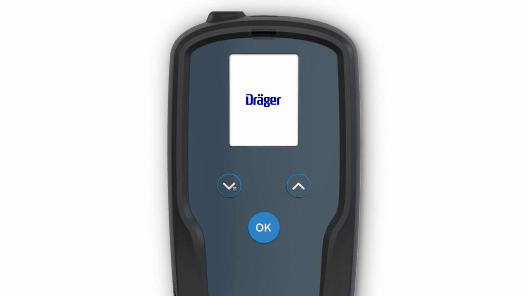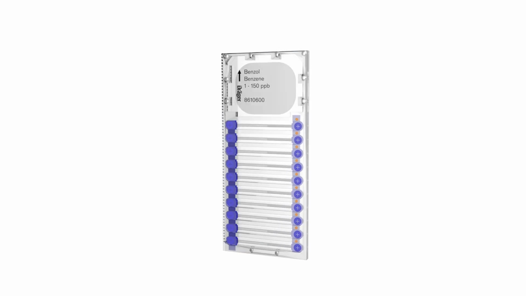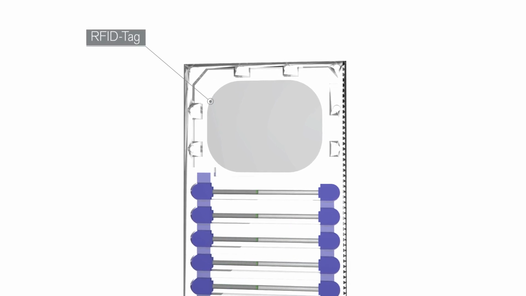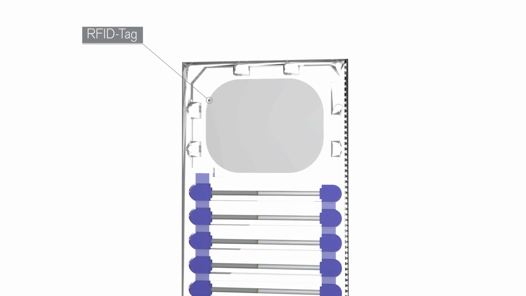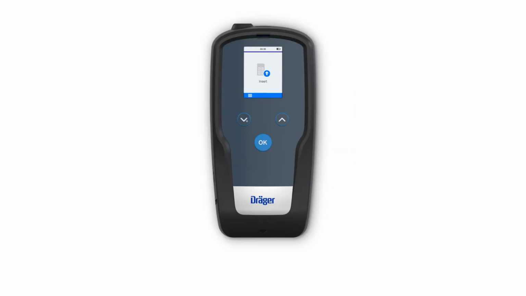The X-act 7000 is extremely easy to use. After switching on, the device performs an automatic self-test and then it's immediately ready for use. The RFID tags on the microtubes contain all the calibration details that are needed throughout the lifetime of the tube. This eliminates the need for lengthy function tests and manual calibration. As a result, you save time and money.